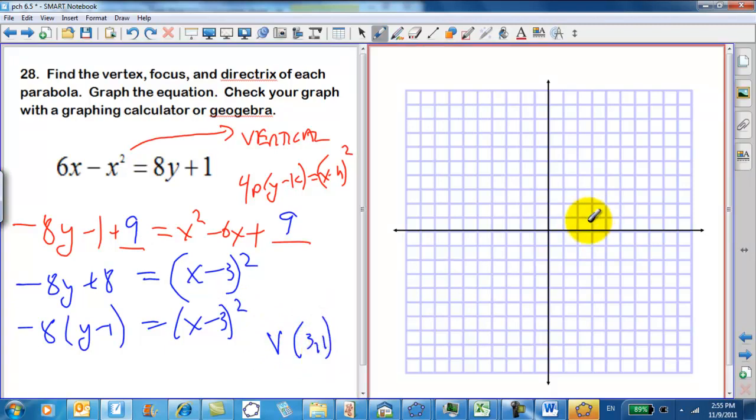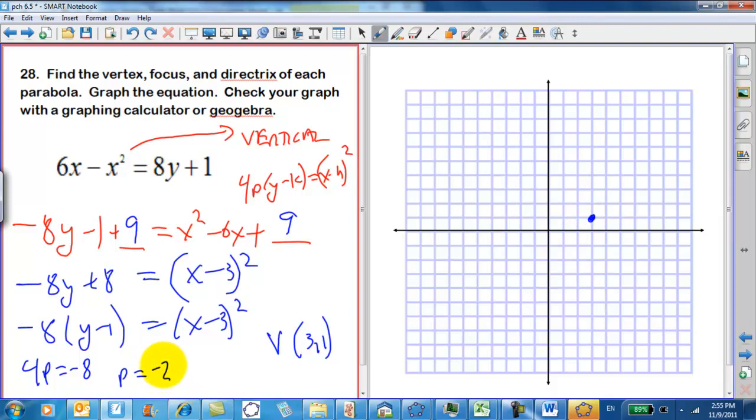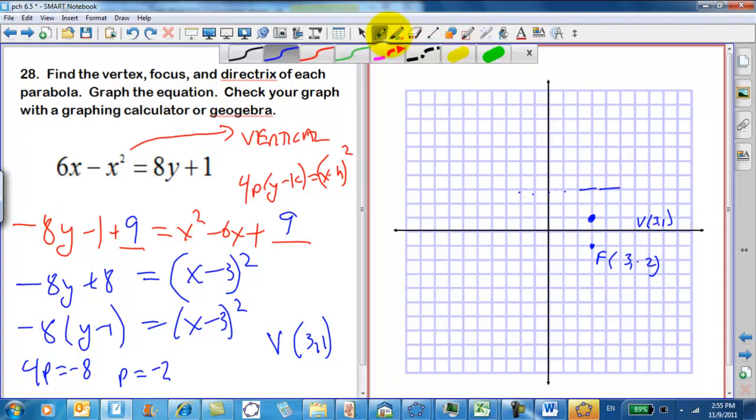We're also ready for 4p equals negative 8. So p equals negative 2. So it's vertical, but it's going to be going down instead of up because of the negative coefficient on here. So the focus is going to be below right here. Focus at (3, -1). Here was our vertex at (3, 1). And the directrix will be 2 above it. Let's use this. The directrix right there.